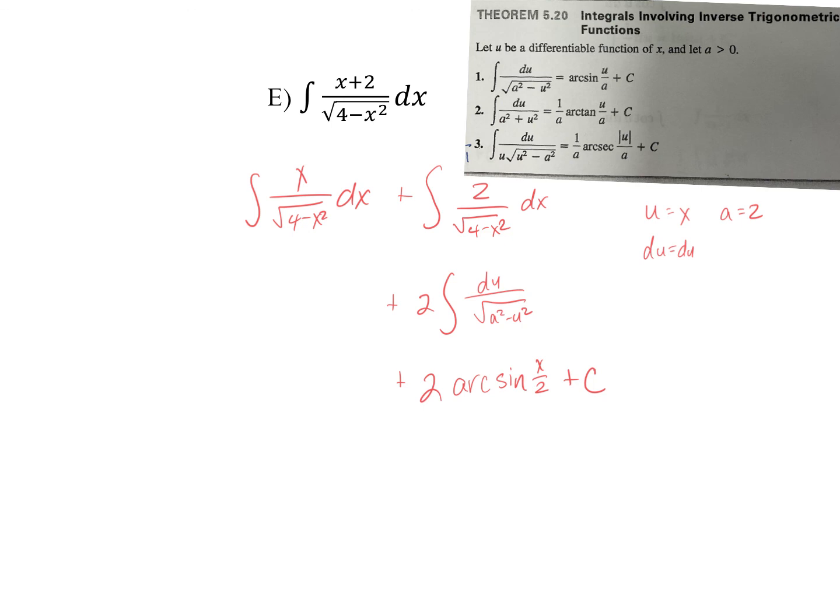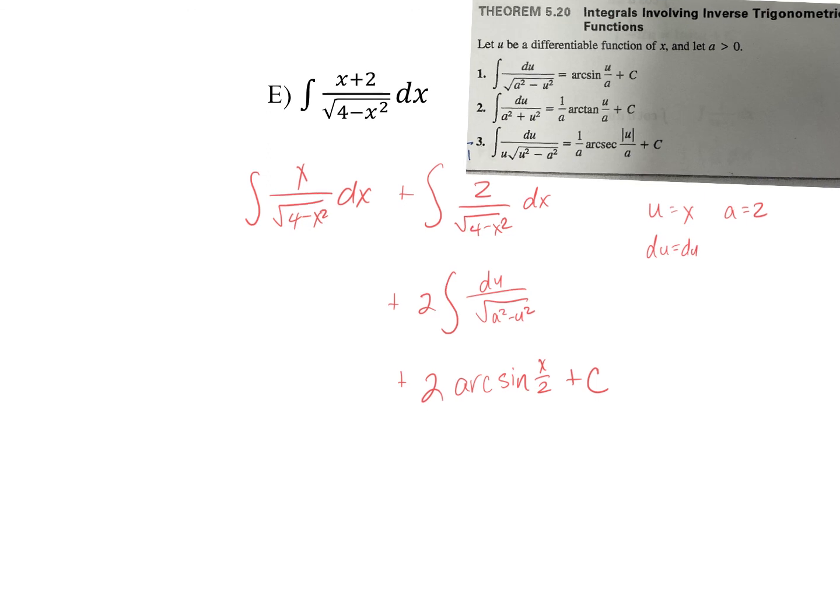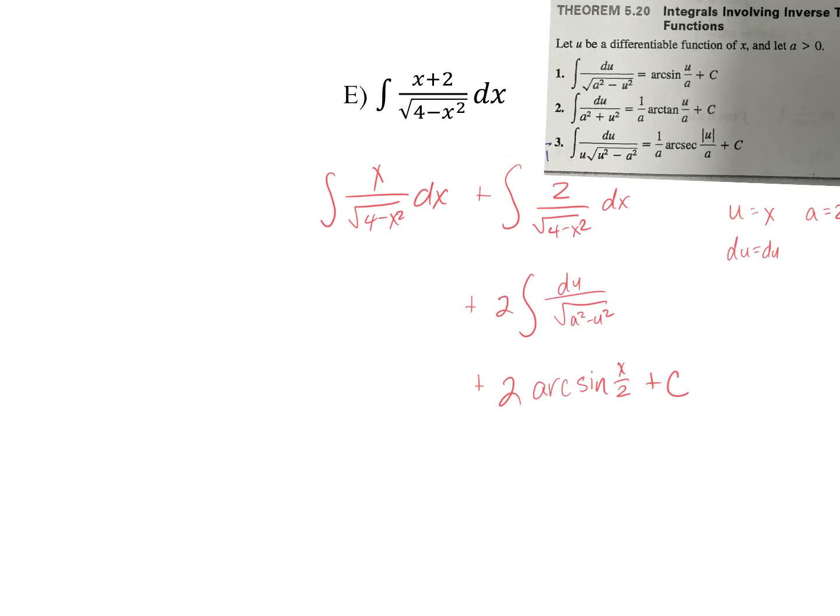Okay, guys, we've been doing ones like these for a while now. It just feels different because we're learning it in a new context. But could we do u sub here? But instead of u sub, since we already have a u and an a, I'm just going to use a different letter for my alternate function. And I'm going to let y equal 4 minus x squared, which would make dy equal to negative 2x dx, which means dy over negative 2 equals x dx. And boom, this x dx now becomes dy.